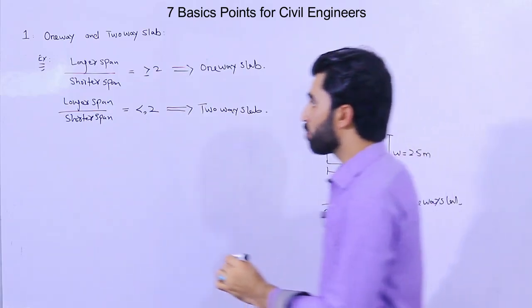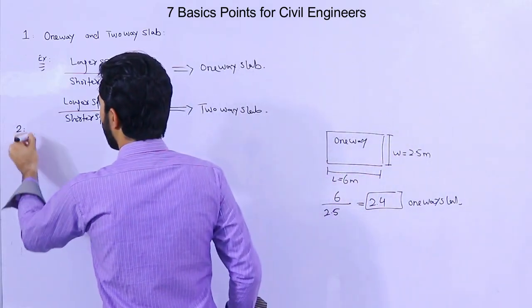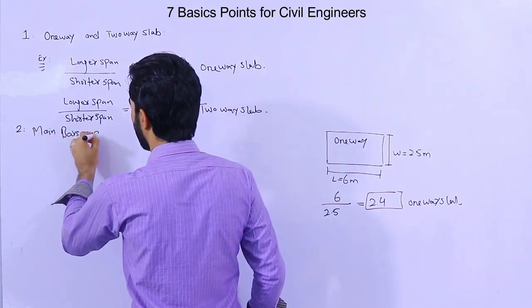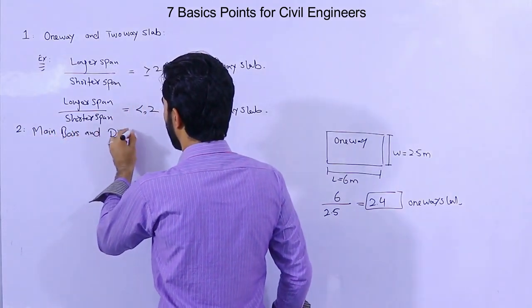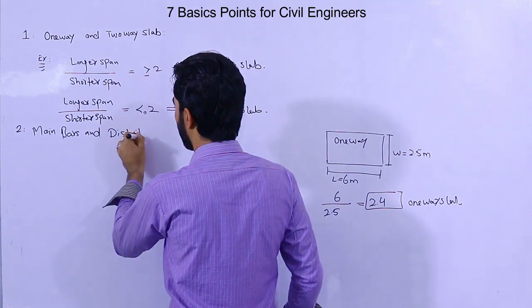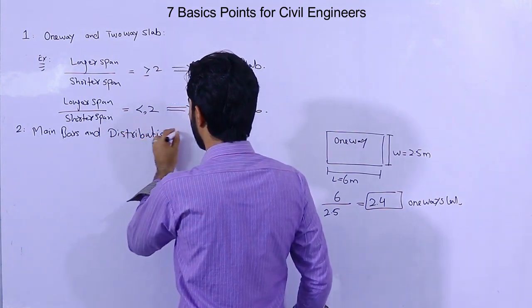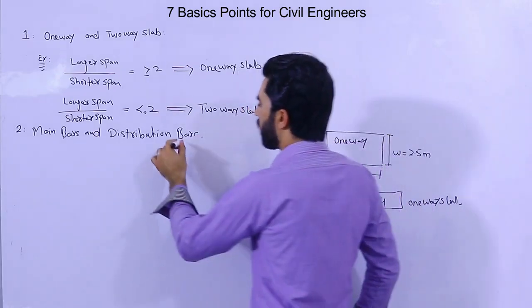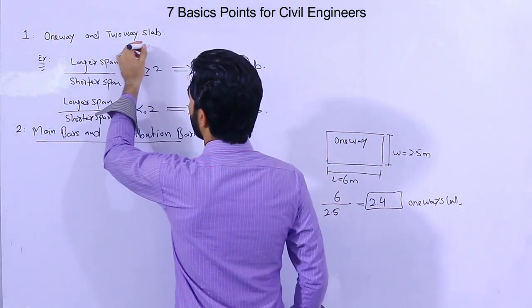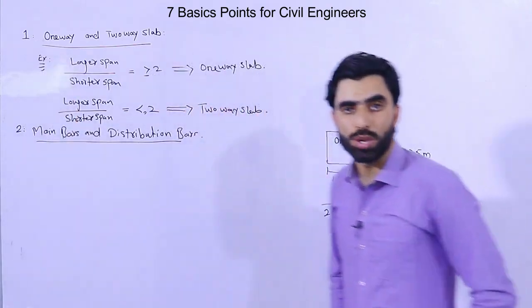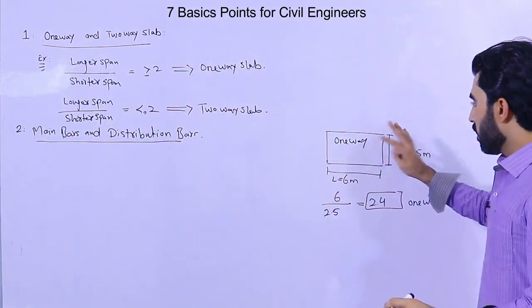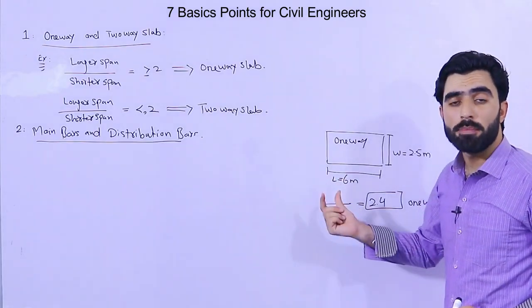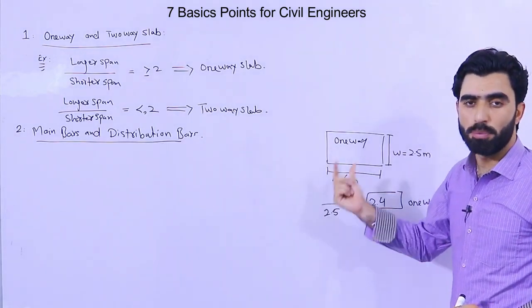Okay, so now the second point is main bars and distribution bars. Remember guys, the main bar and distribution bar concept applies especially in one-way and two-way slabs. As you can see, this is a one-way slab. So in a one-way slab we have both main bars and distribution bars.